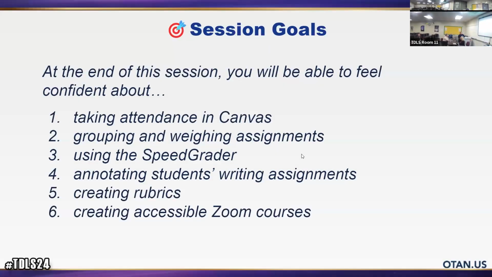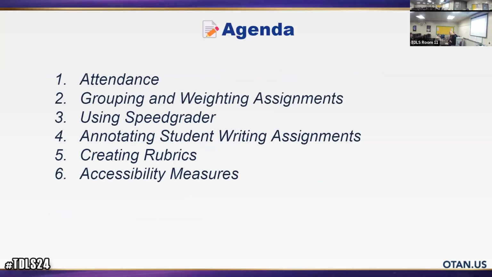All right, these are the things we had planned to talk about: taking attendance in Canvas, and grouping and weighting assignments, which you need to do to make sure your gradebook looks nice. Using the SpeedGrader, which is super easy. Annotating on student assignments, which is not only for writing assignments but for anything they submit that's a document or a PDF, where you can make comments directly on it. Creating rubrics. We might leave the accessibility out, depending on how many questions everyone has. We'll play it by ear.